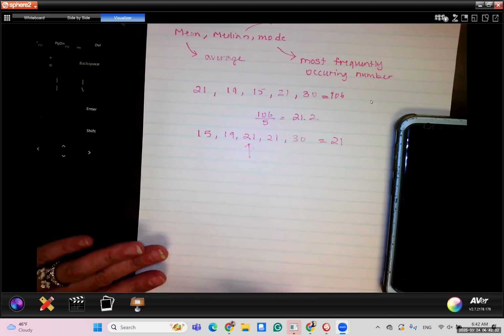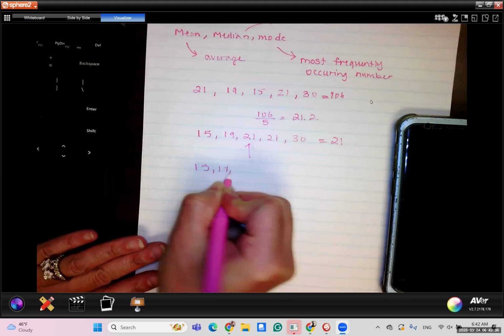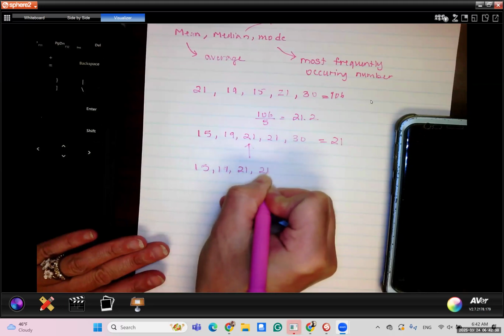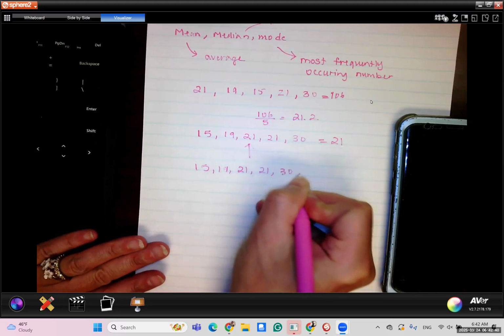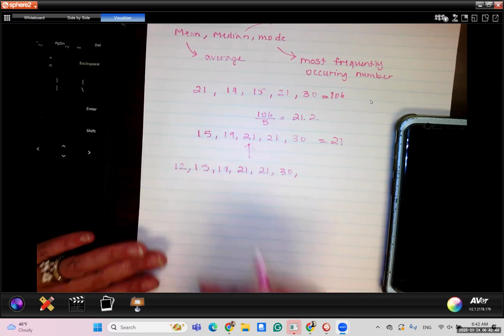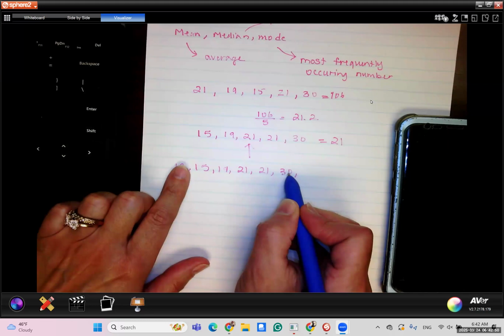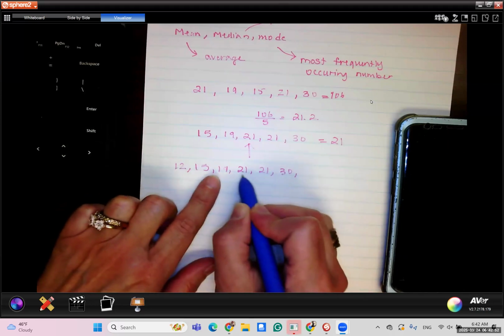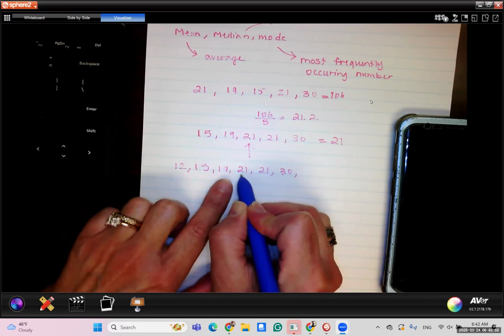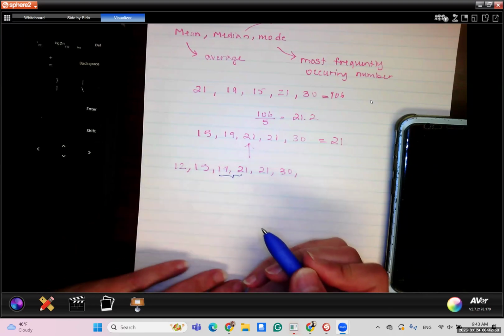What if we do the same thing, but add another data point? Let's say we have a 12 over here, and we want to find the median. We're going to count from the two sides. And then we want to find the median, but there is no single middle number. There are two middle numbers, a 19 and a 21.